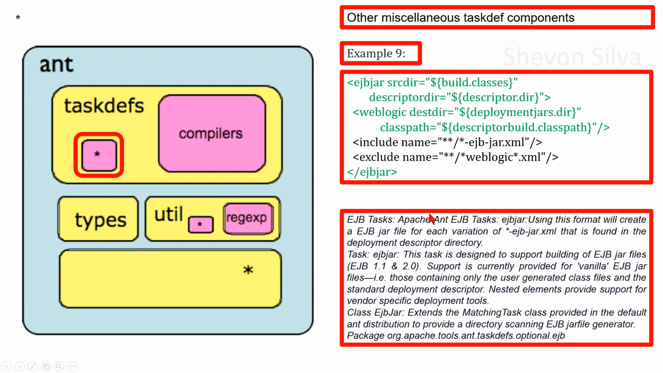This example shows EJB jar being used to generate deployment jars using WebLogic EJB container. This example requires the naming standard to be used for deployment descriptors. Using this format, we'll create EJB jar file for each variation of asterisk dash EJB dash jar.xml that is found in the deployment descriptor directory.